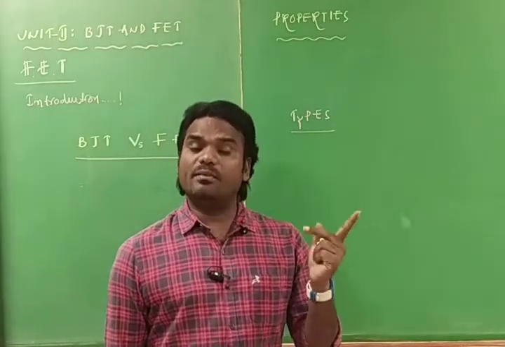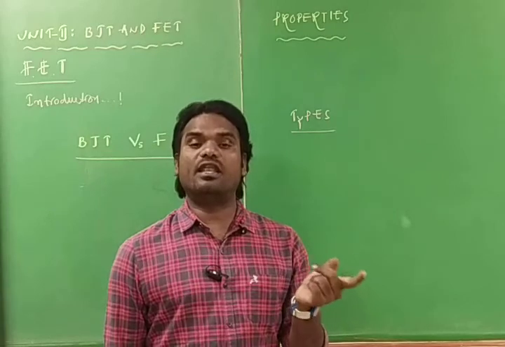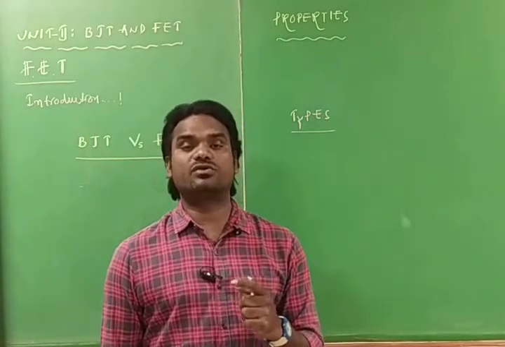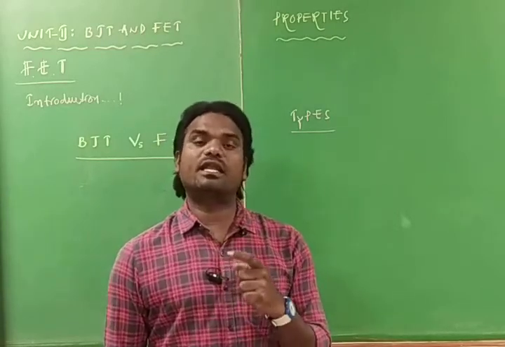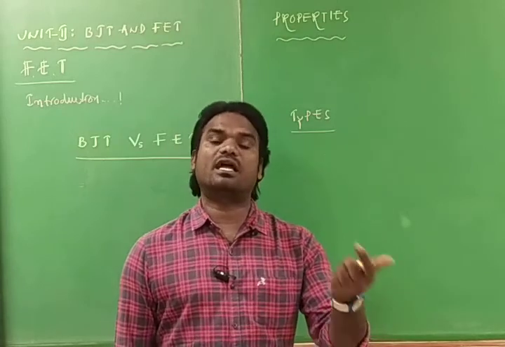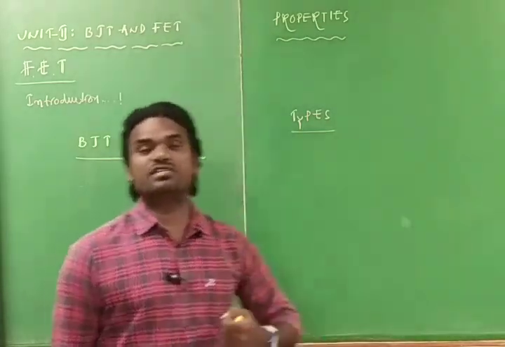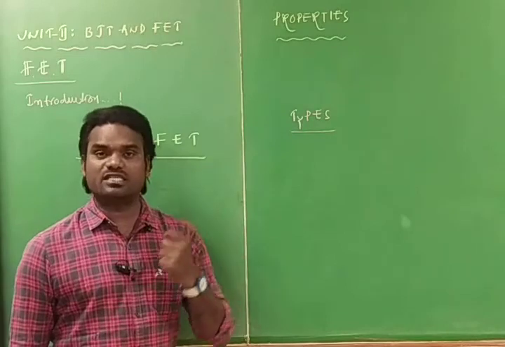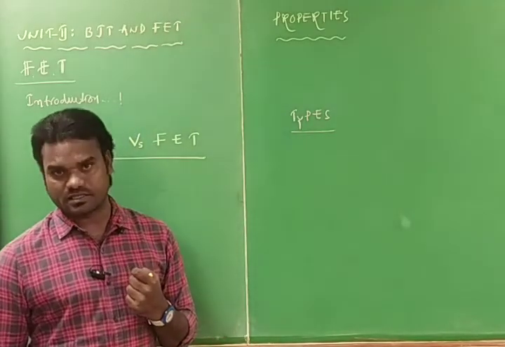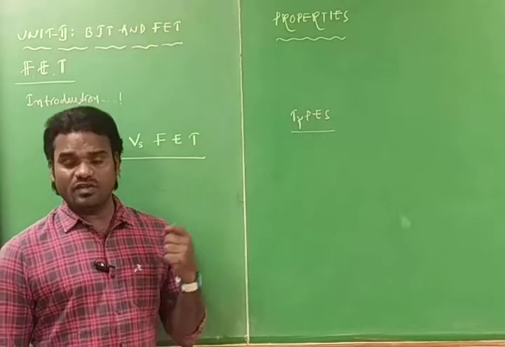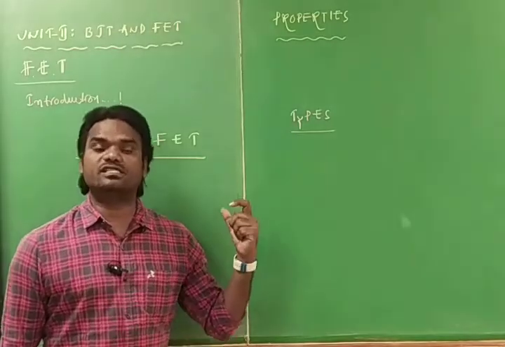Then only the emitter will emit the charge carriers to the base, so the collector junction must be connected in reverse bias, so that then only the collector will collect the charge carriers from the base and the emitter. So we have discussed all these properties in the case of BJT.